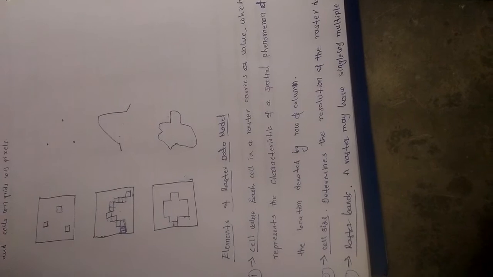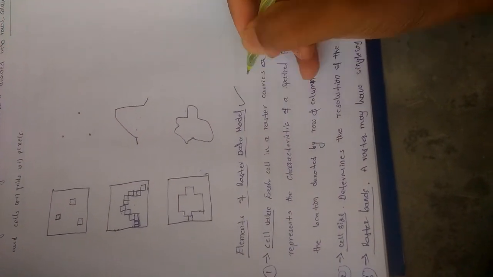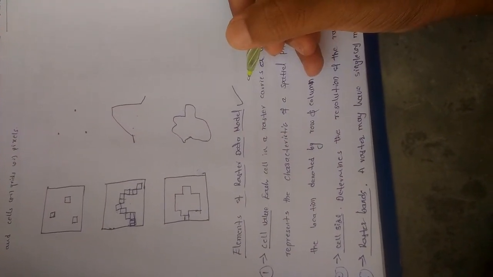That is generally about raster. Coming to the next point we are going to discuss today, the elements of a raster data model. There are four elements. The first is cell value, then cell size, raster bands, and spatial reference.